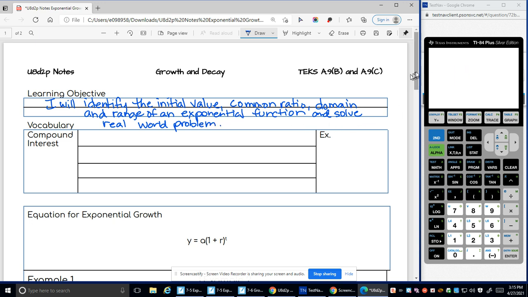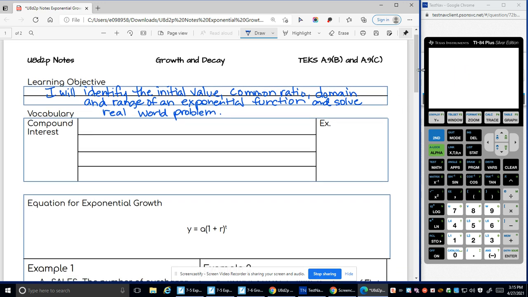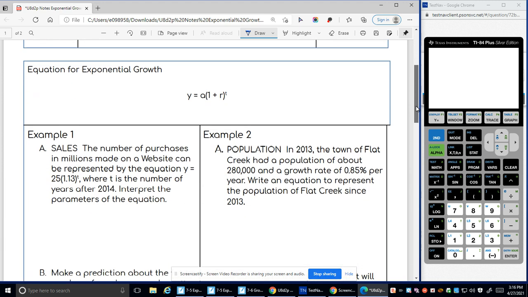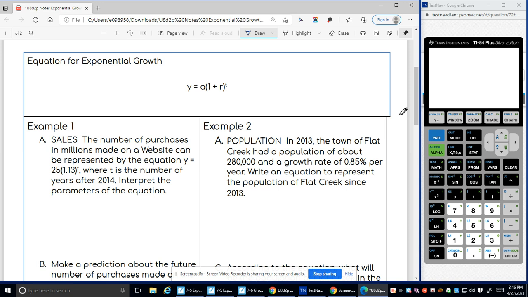All right, let's go ahead and fast forward. Other years we might do more, but because we are on a timeline, let's get right to it. We have an equation for exponential growth. Let's look at each component. The y is the total final amount. This is super duper important: y equals a times 1 plus r to the power of t.